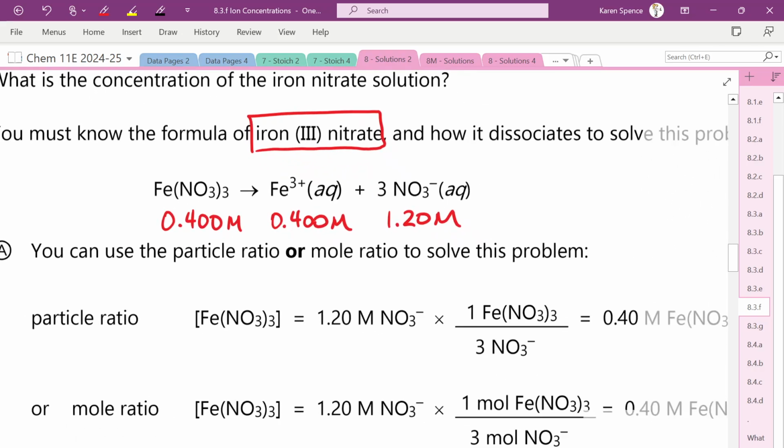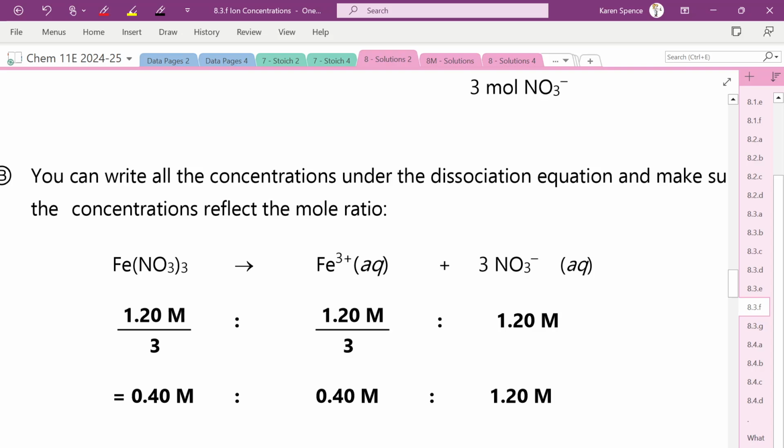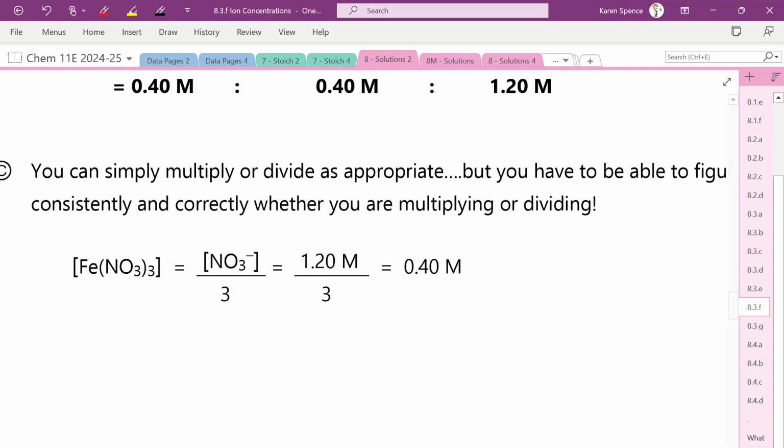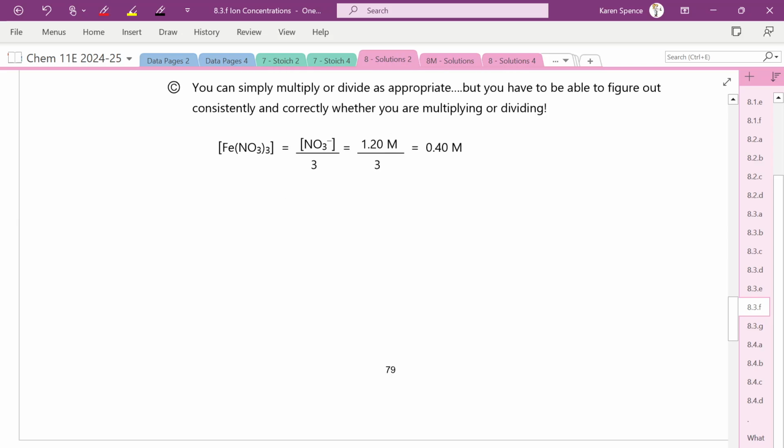You can again use the particle ratio or the mole ratio, or you can write out all the concentrations and divide by 3. You don't have to show that work though. If you want to, you can. Or you can just say, I know that the concentration of Fe(NO3)3 is 1/3. Done. You can kind of do those in your head mostly.